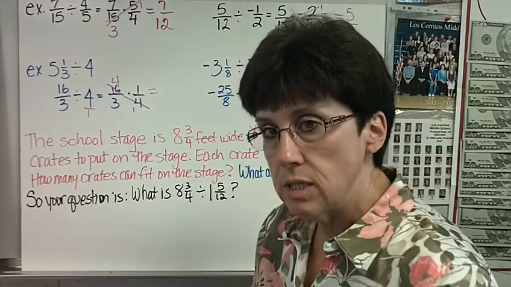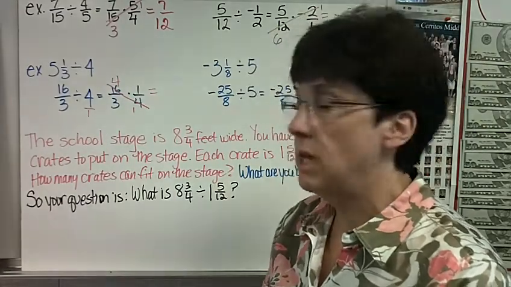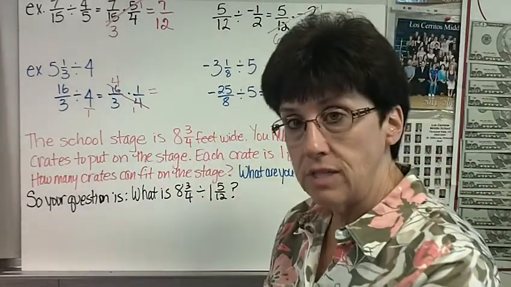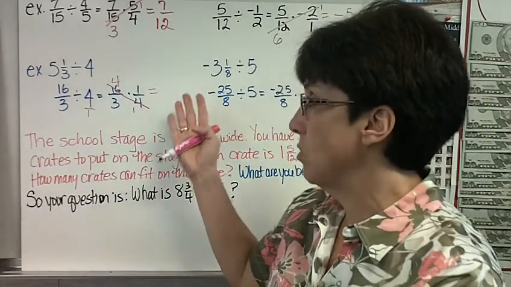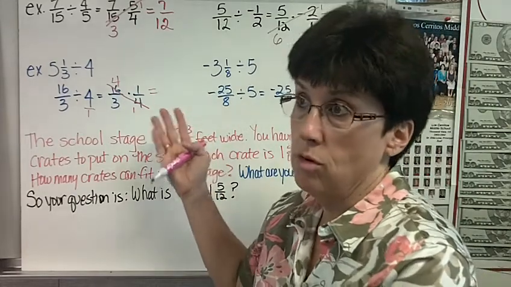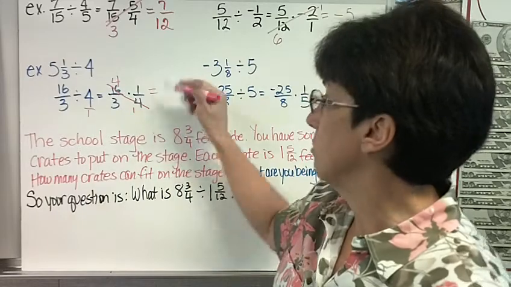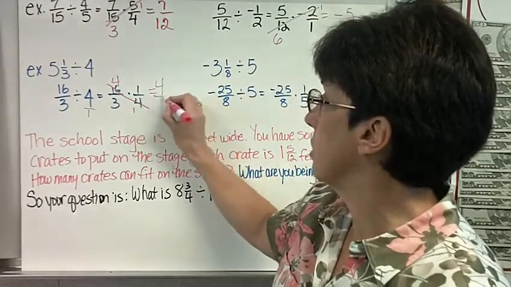Now the reason I do this is because it's easier to multiply smaller numbers. I'll make fewer mistakes. And then at the end I don't have to simplify, because the bigger the numbers are, the more likely you are to make a mistake, and I don't want you to make a mistake. So 4 times 1 is 4, and 3 times 1 is 3.